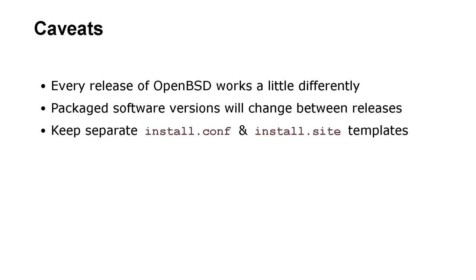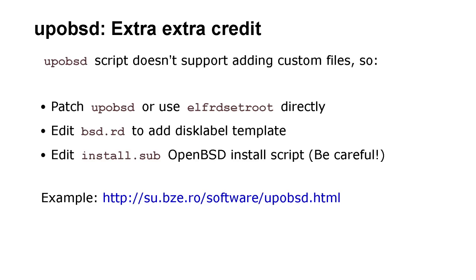I haven't shown you how to put the disk label template file into the ISO. The upobsd script doesn't support this, not directly, but it's just a script, so you can patch that script if you want. The key function to look for is one called uo_addfile, or if you're feeling brave, you can use the underlying program that upobsd uses. It's called elfrdsetroot, and you can use it to reverse engineer the UpOBSD script. This is more useful than just copying the disk label template into the RAM disk. It allows you to edit the OpenBSD install.sub installer script directly.